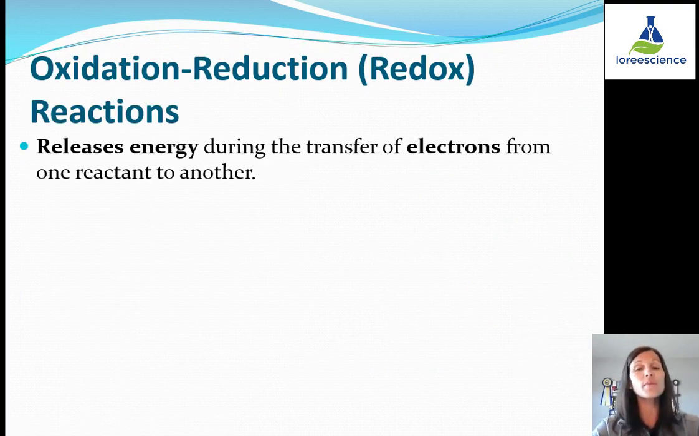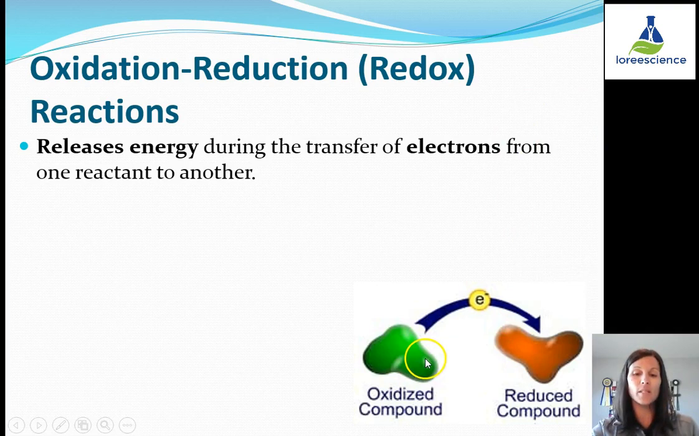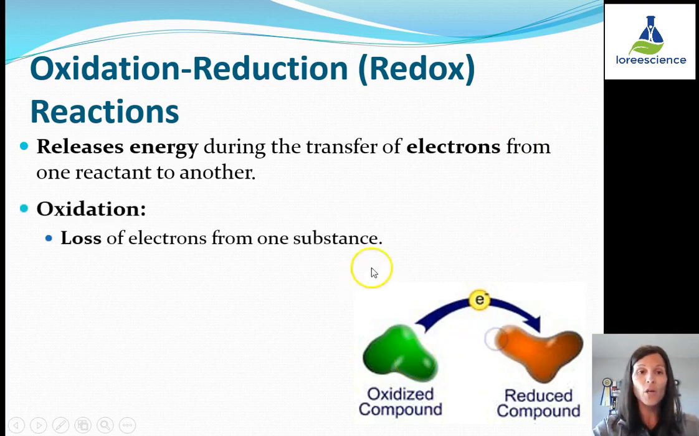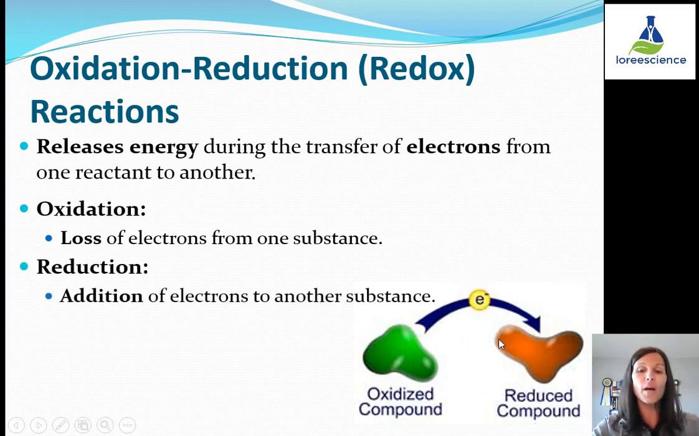The next type of reactions are oxidation, reduction, or sometimes called redox reactions. This is when there's a release or transfer of energy because electrons are moving from one substance to another. So when we have two substances here, we have what is called an oxidized compound and a reduced compound. So oxidation is the loss of electrons. So this green compound is oxidized because it is losing an electron. Then there is reduction. This orange compound is being reduced because it is gaining the electron.